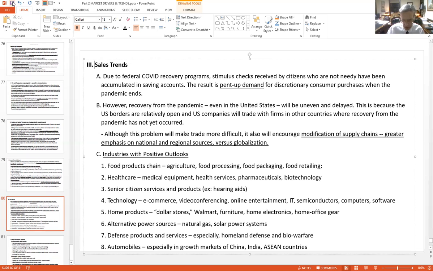One other category that is probably going to continue to grow, regrettably but necessarily, is defense products, especially homeland defense products and products that protect us from biowarfare. It's turned out to be a lot easier for biological contaminants to get into a country than we thought previously, and we're going to have to deal with that risk now.